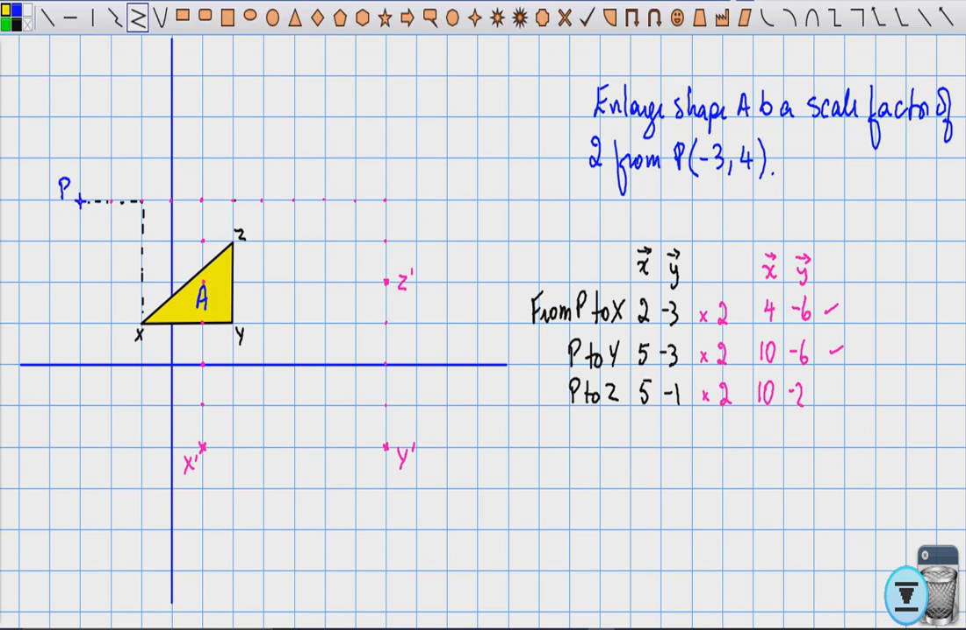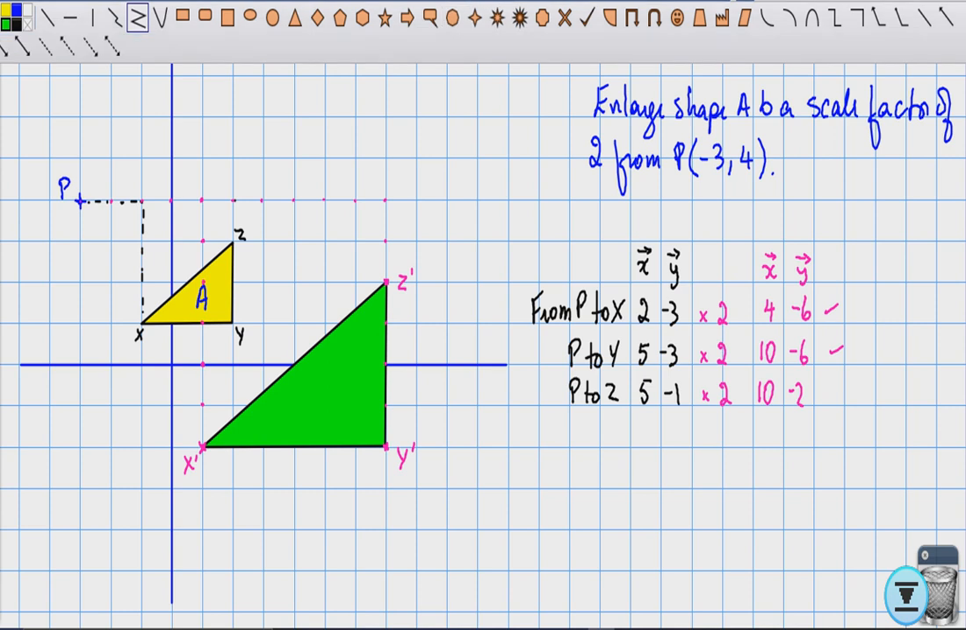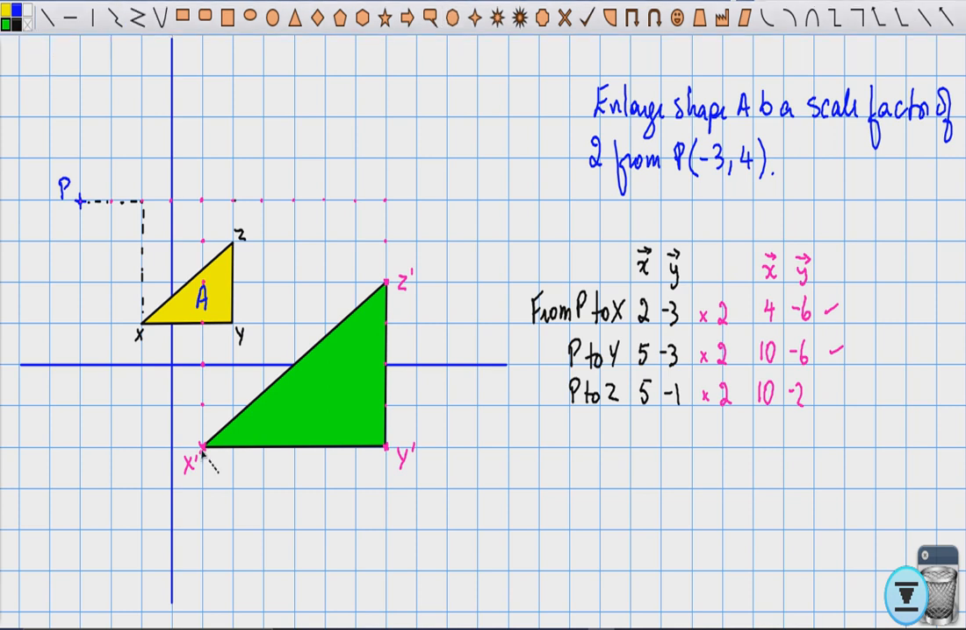If I now join those three, I'm going to have my enlarged shape by a scale factor of 2 from that point. How do I check that I am correct in my answer? Remember, if you place your ruler and you pass it from x to x, it should pass through P. From y to y, it should pass through P. And from z to z, it should also pass through P. So they all pass through P. So I have counted well, I have done my work well, and that is a correct problem.